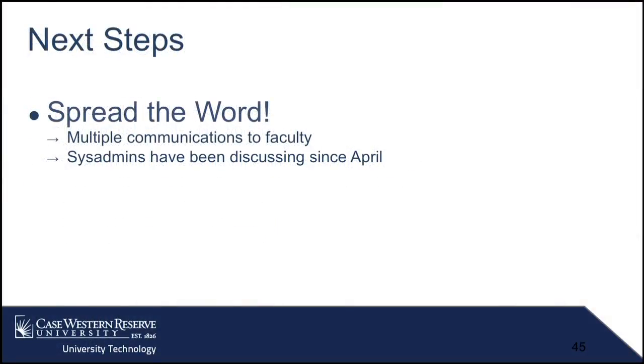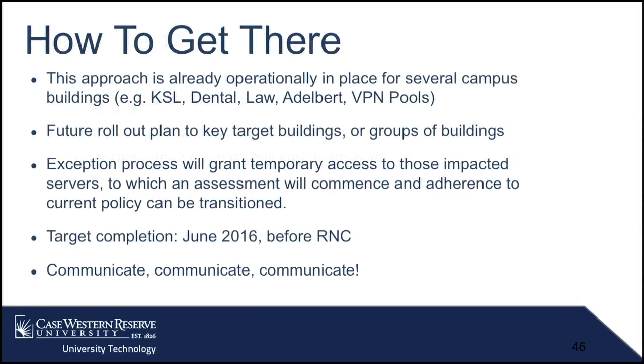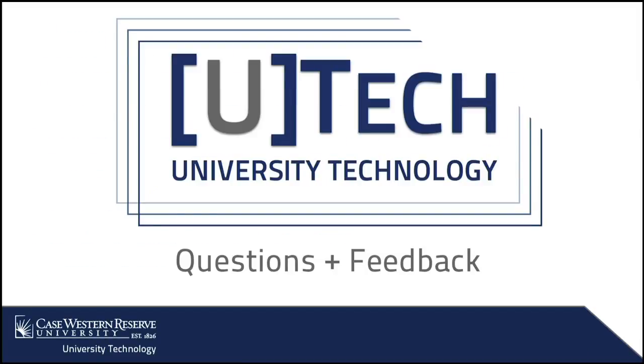So what's our next steps? Help us spread the word, please. We need to make sure that if there is a critical system that needs to be accessed remotely, that we get you into the exception process. Here are some of our targeted completion dates, which we have met. And we'd like to know if there are any questions.